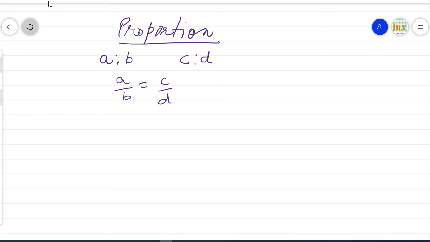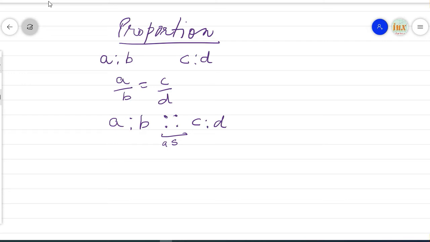Now, how do we write it when four quantities are in proportion? A is to B, and we put these four dots like this. This is the symbol of proportion. So, A is to B as C is to D. We read it as: A is to B as C is to D. So four quantities A is to B in proportion to C is to D. This is the symbol of proportion.